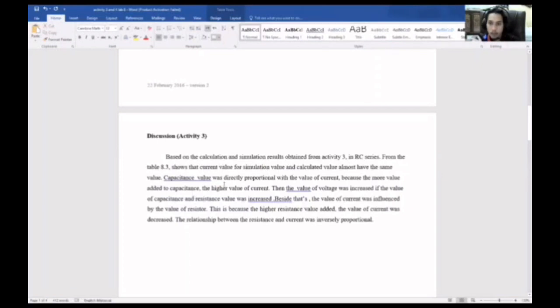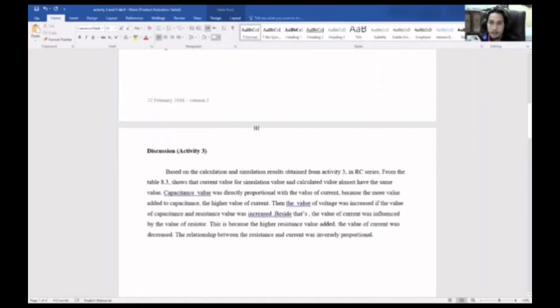So capacitance value was directly proportional with the value of current, because the more value added to capacitance, the higher value of current. Then the value of voltage was increased if the value of capacitance and resistance value was increased. Besides that, the value of current was influenced by the value of resistor. This is because the higher resistance value added, the value of current was decreased. So the relationship between the resistance and current was inversely proportional.